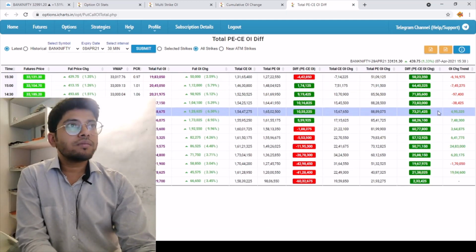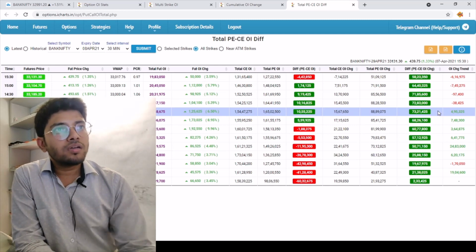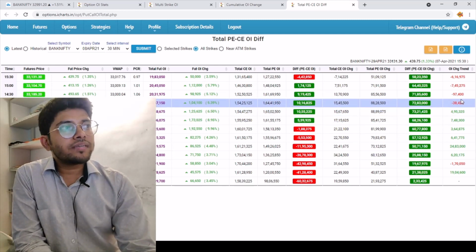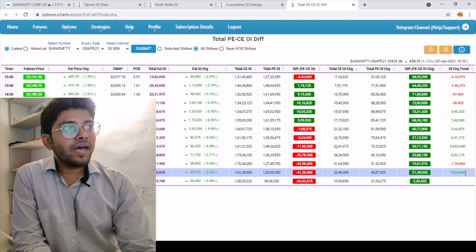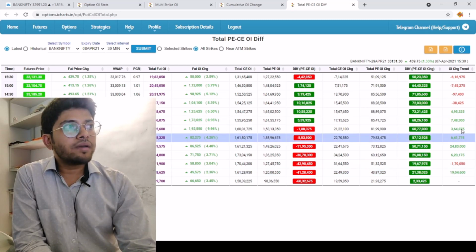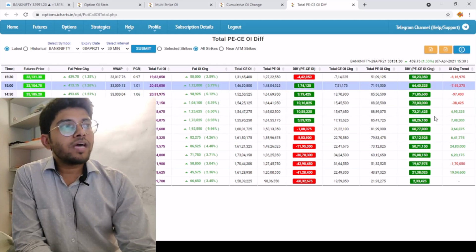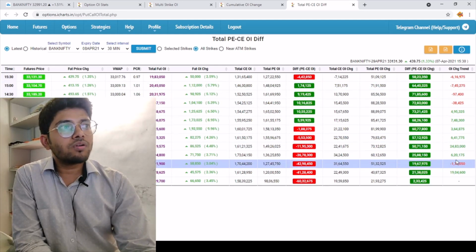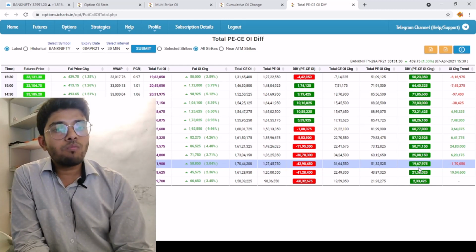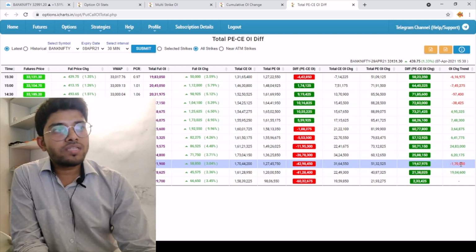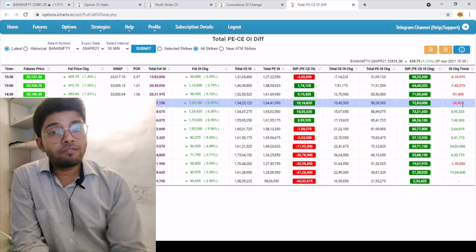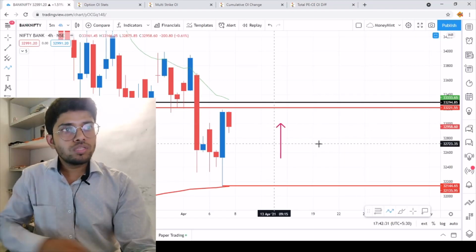If we look at the PE minus CE difference in the option writing, we see that in the morning 19 lakhs were added, and by the close of the market the trend was minus 6 lakh. So many people have squared off their positions because they were anticipating a bull run in the Bank Nifty, but their hope was not materialized, and that's why we can see that the open interest fell in fact at the end of the day. So this is the range for tomorrow.